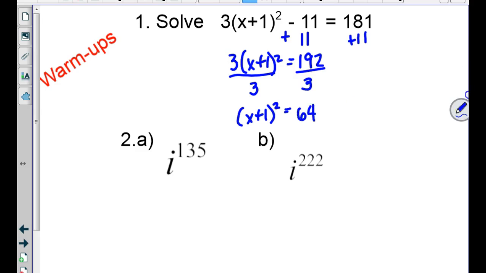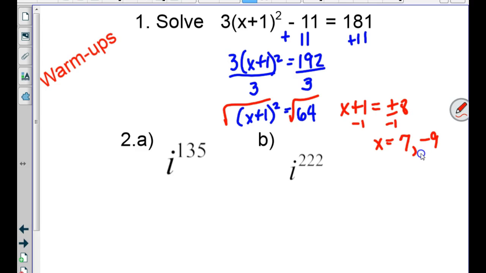Okay. So then if we square root both sides, what do we get? Almost. Plus or minus 8. Yep, be real careful. So then if we subtract 1 over there, we get x equals 8 minus 1 would be 7. Negative 8 minus 1 would be negative 9. We good?